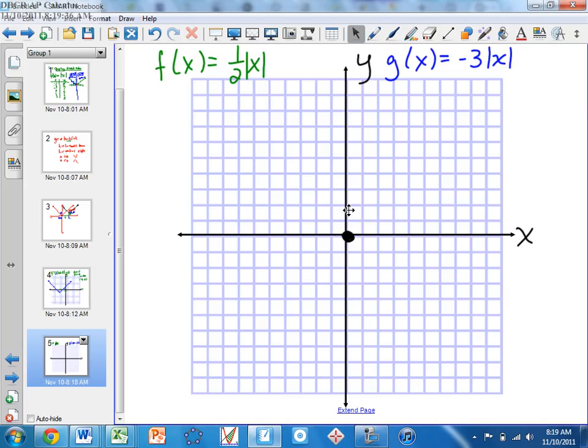For f of x, can somebody come up and draw what that one would look like, simply based on the slope? For f of x, just give me the points for it.